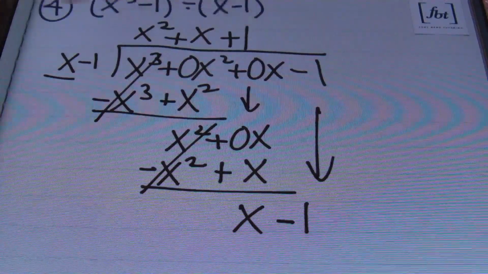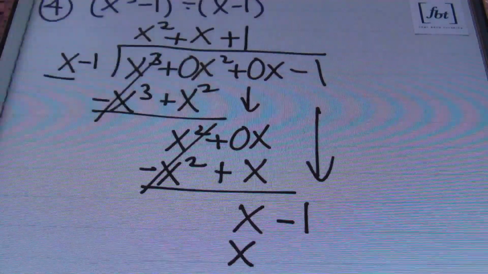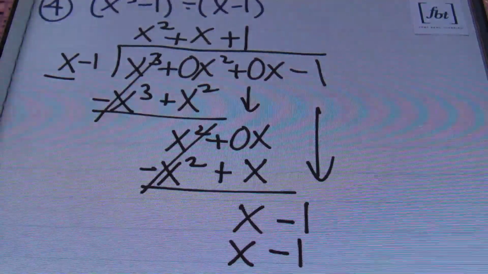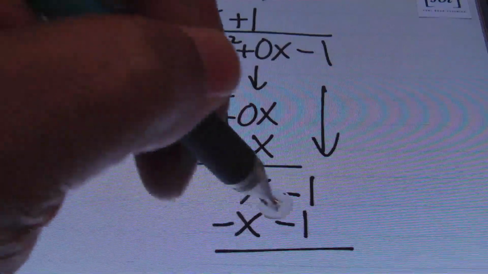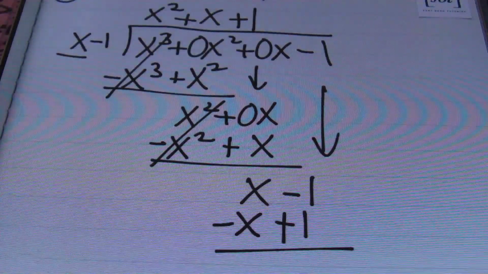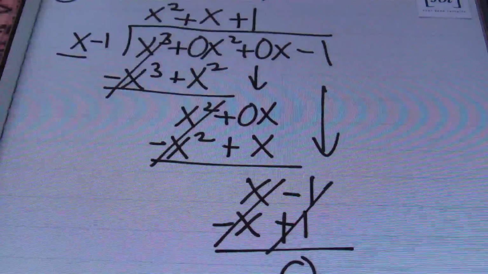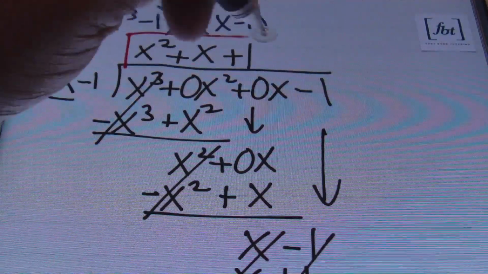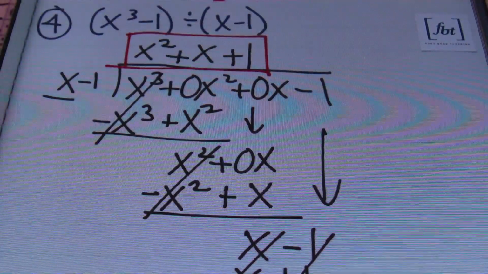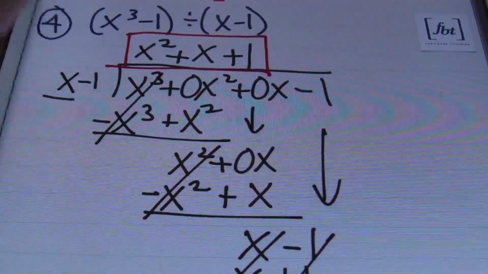So distribute, you have 1 times x is x. You have 1 times -1 is -1. And then what do I need to do? Exactly. I need to change the signs. Change the signs, ladies and gentlemen. And this terminates. Exactly. So that's the answer. It's x squared plus x plus 1. And that does it for problem number 4, ladies and gentlemen.